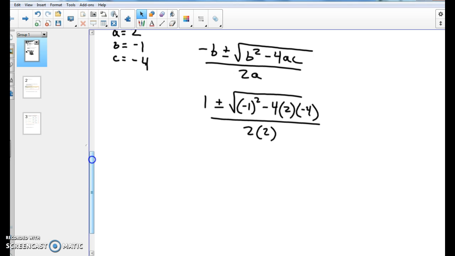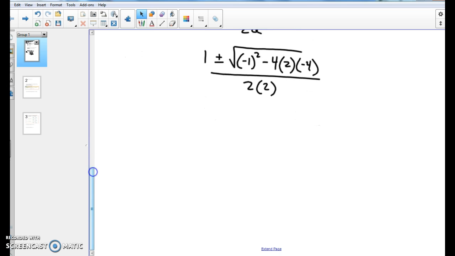Okay. Now we've got to be very careful with negative signs, squares, all that kind of stuff. Okay, this is just about being organized. This isn't super complex. So this becomes 1 plus or minus the square root of, what's -1 squared? Well, that should be 1 minus 4 times 2 times -4. 4 times 2 is, sorry, 8. 8 times -4 is -32. And all of that is over 4.